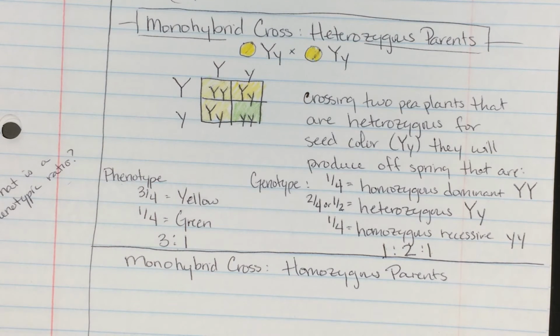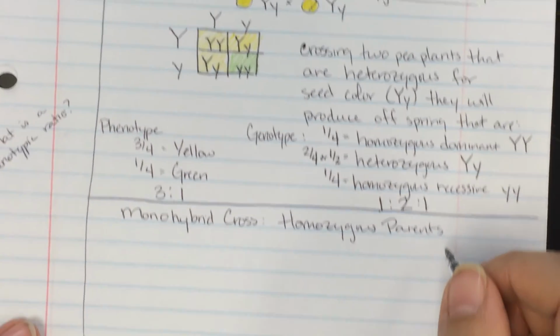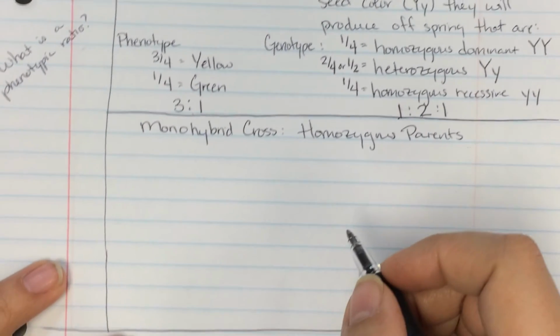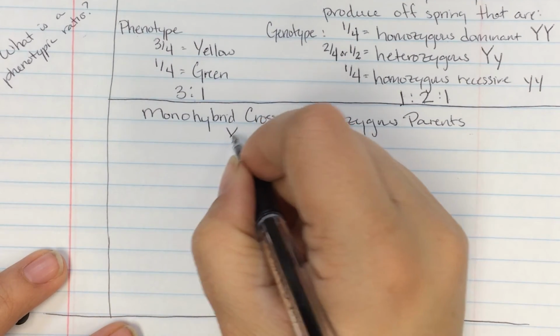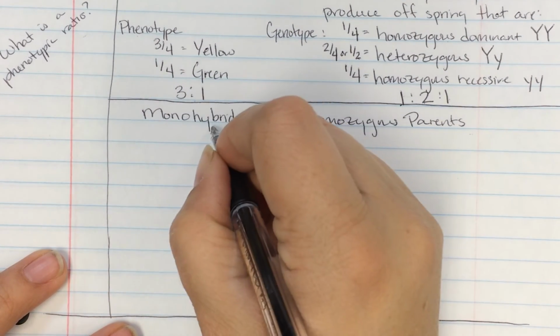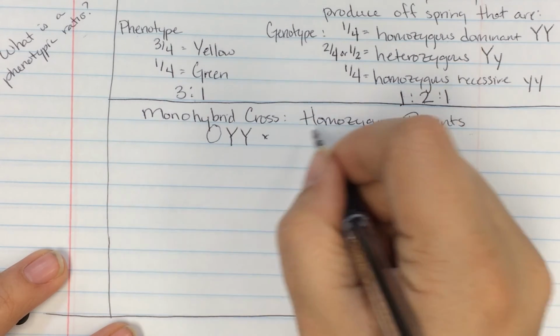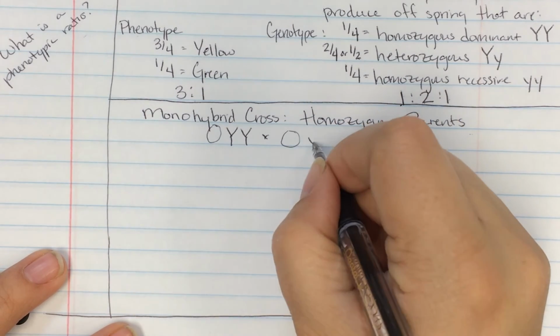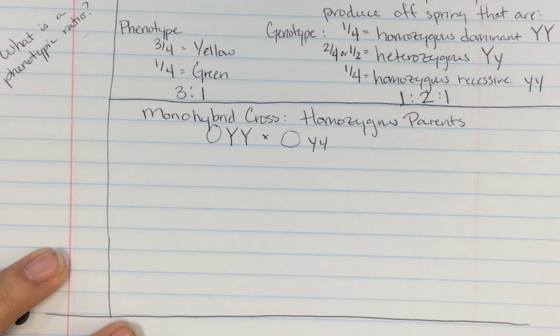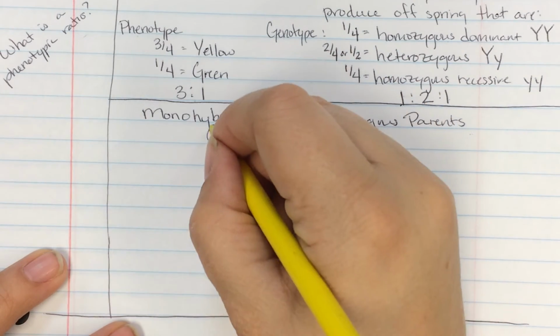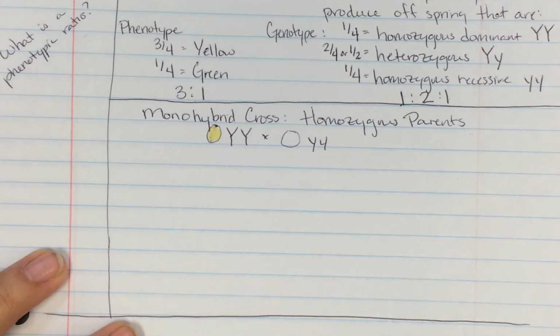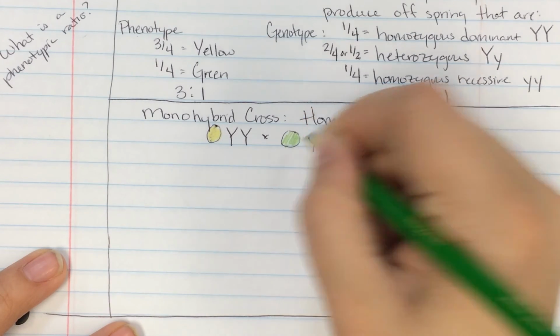And so in this one, what we're doing, if we're crossing homozygous, that means both parents are going to have just a single genome. So they're not going to be heterozygous like here where they were big Y, little y. What we're doing is we're crossing big Y, big Y, with a plant that is little y, little y. And so if yellow is our dominant color, that means this parent is yellow and that this parent is green.